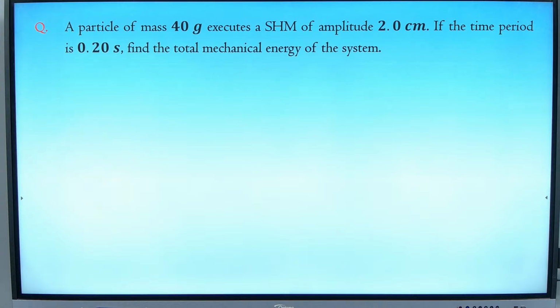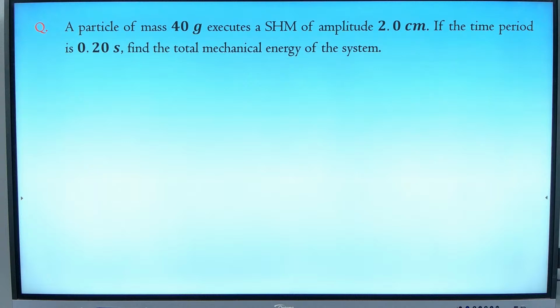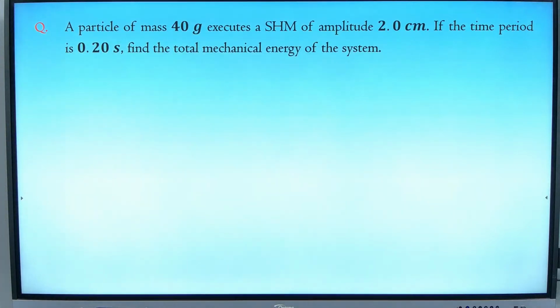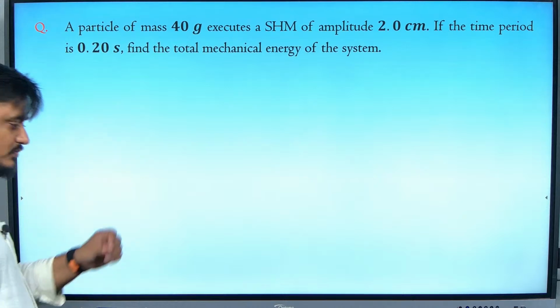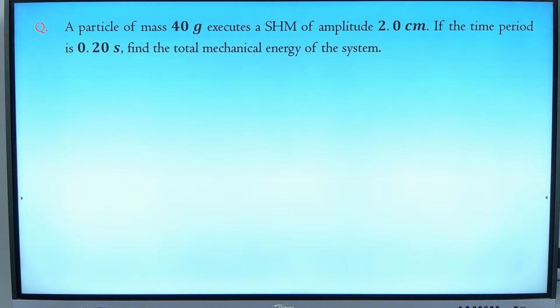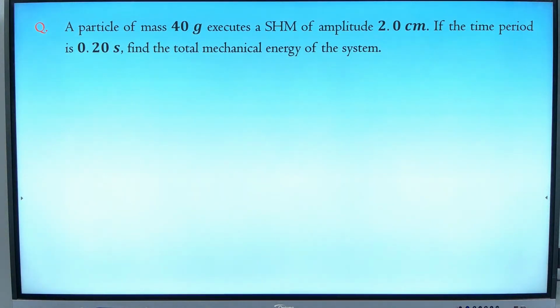Everything is in CGS units. You can get the answer in CGS units and tell the answer in terms of ergs, obviously, because mass is in grams, amplitude is in centimeters, and time is in seconds. Fast, solve it. What value of pi did you put? 3.14 or 22 by 7, whatever suits you.